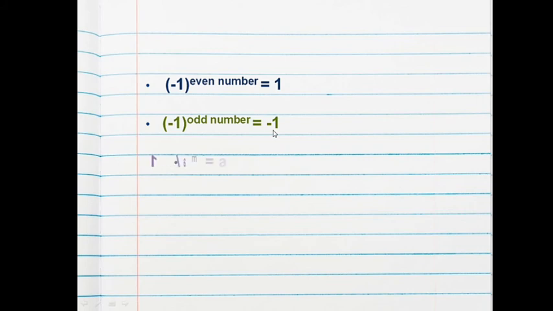Then the next law, 1 divided by a raised to the power m is equal to a raised to the power -m. So when a number is given as 1 divided by a raised to the power m, then it will be a raised to the power -m. Okay, so this is the law of exponent.